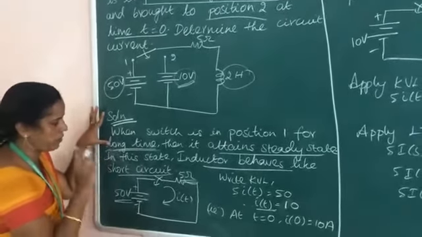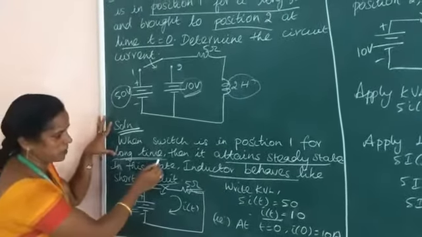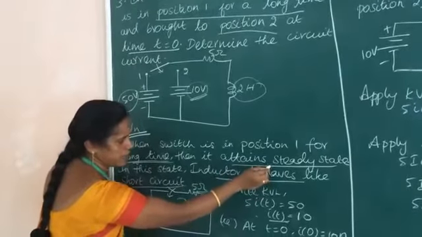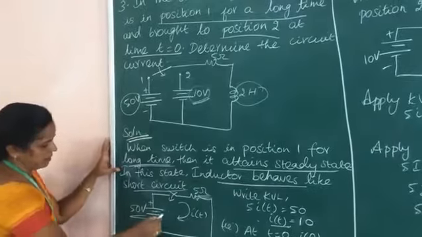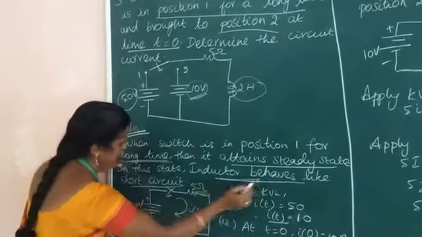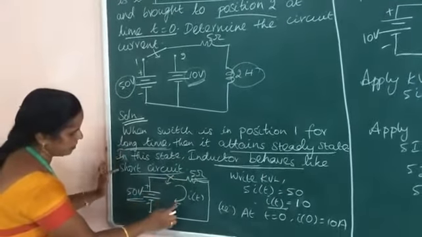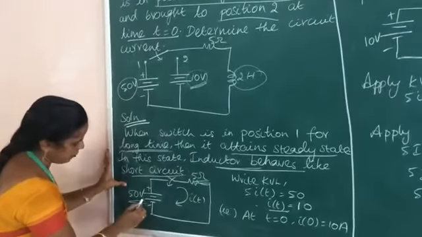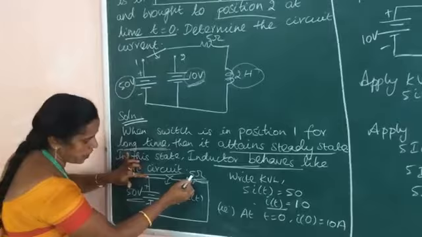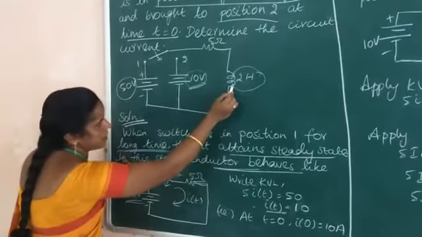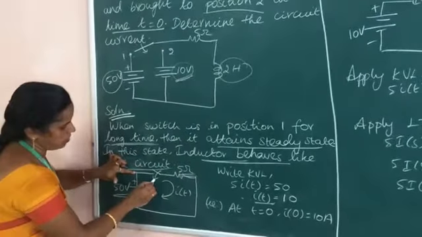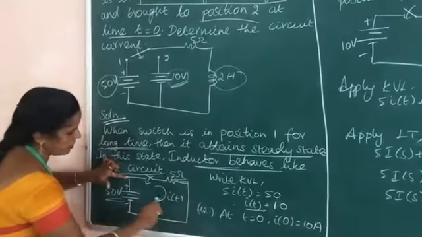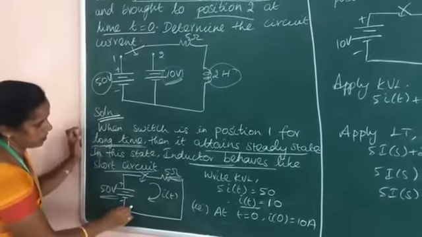What is given? The switch is in position 1 for a long time. If it is connected in a particular position for a long time, this circuit is going to attain steady state. So the current reaches a steady state value and the inductor in the circuit is going to act as a short circuit. So you can redraw the given circuit for the first case as 50 volt connected in series with 5 ohm alone. Since the switch is closed at one position for a long time, this 2 Henry is going to act as a short circuit. So this is the simple circuit we have got for the first position.